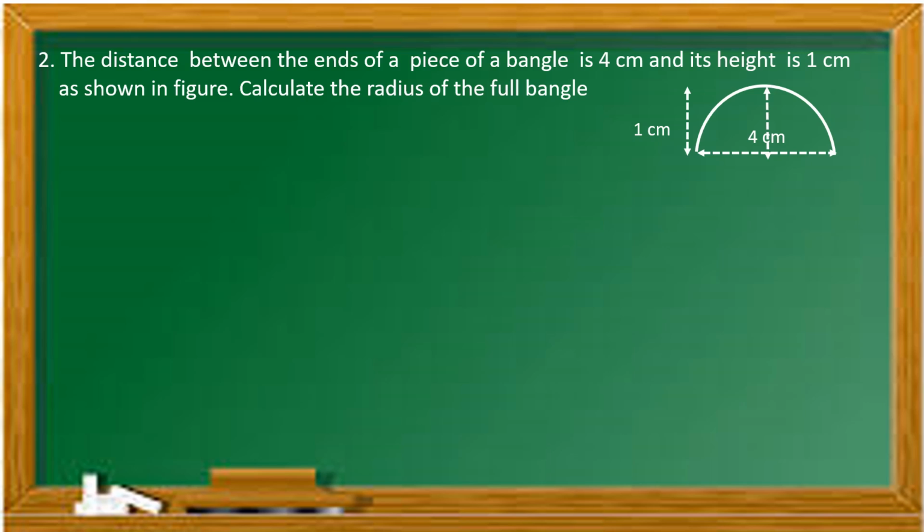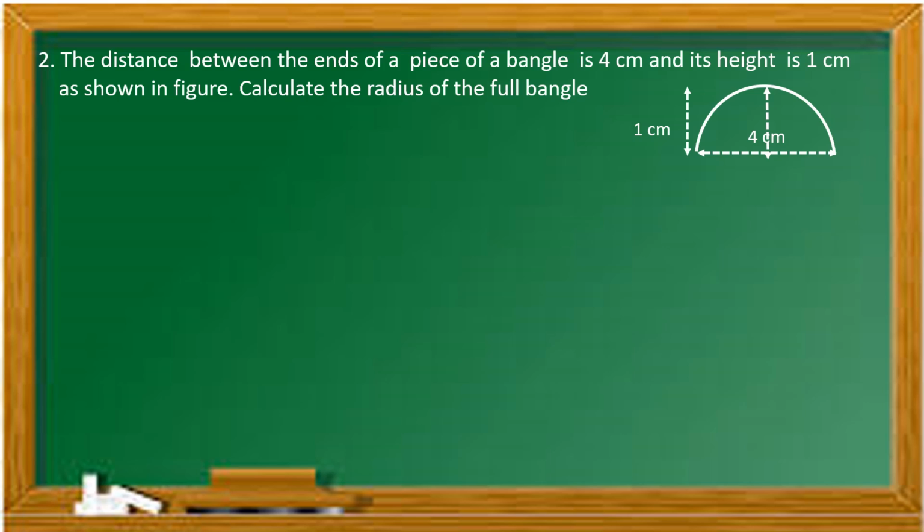Here you have a piece of bangle with you with distance between end points. You can see the figure, the distance between the two end points is 4 centimeter, and the height is 1 centimeter, same as in figure. So we need to find the radius of the full bangle. So how will you proceed? In order to find the radius, we need full bangle, isn't it? So how will you find that?